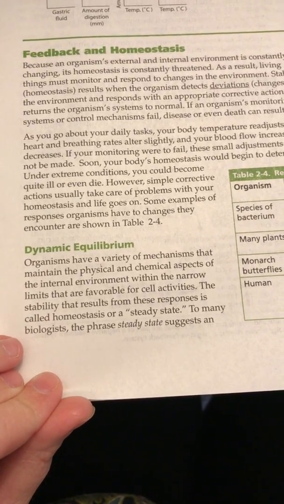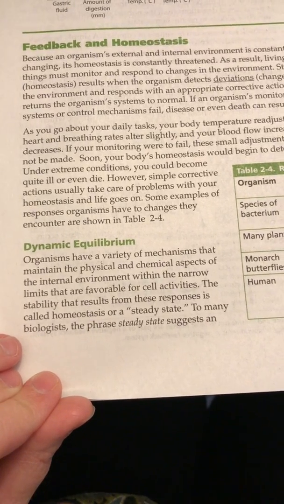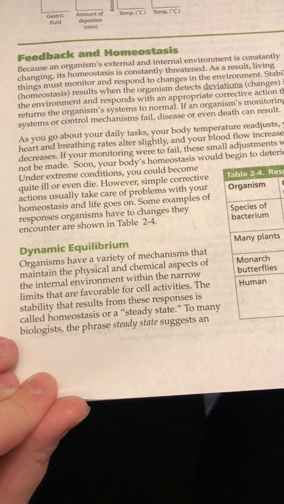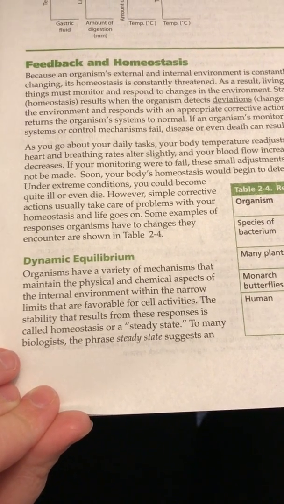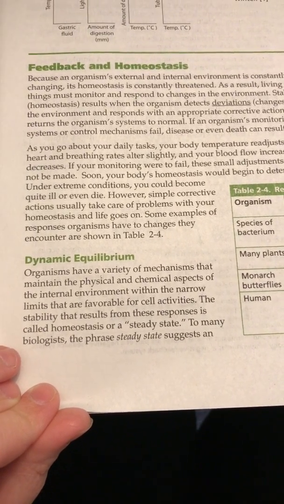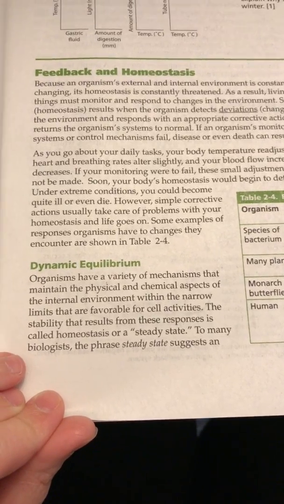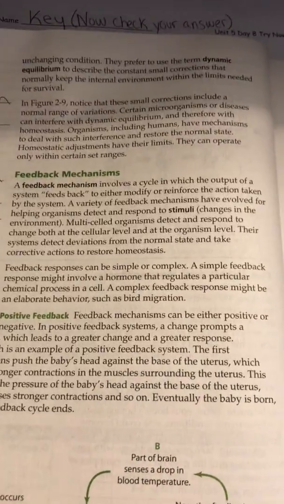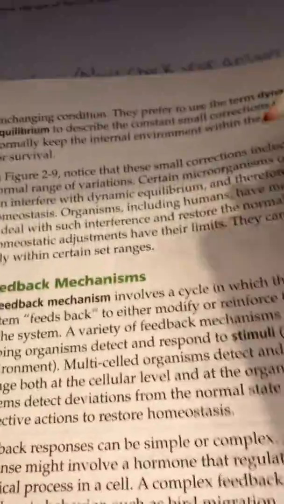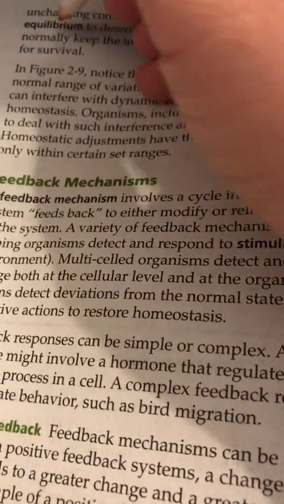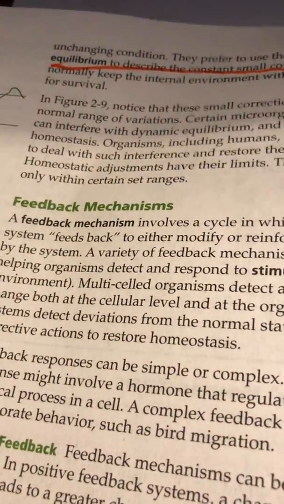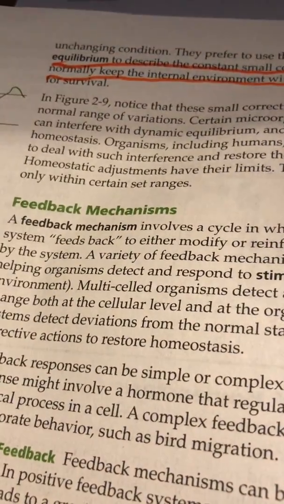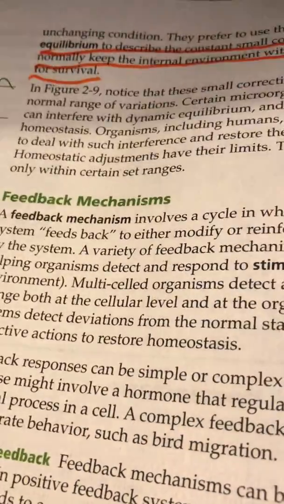Dynamic equilibrium. Organisms have a variety of mechanisms that maintain the physical and chemical aspects of the internal environment within the narrow limits that are favorable for cell activities. The stability that results from these responses is called homeostasis, or a steady state. To many biologists, the phrase steady state suggests an unchanging condition. They prefer to use the term dynamic equilibrium to describe the constant small corrections that normally keep the internal environment within the limits needed for survival.